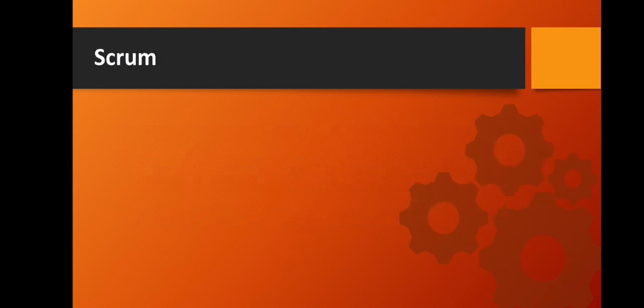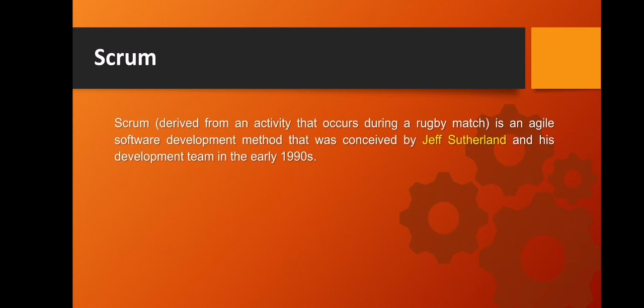We now go to Scrum. Scrum is derived from an activity that occurs during a rugby match. It is an agile software development method that was conceived by Jeff Sutherland and his development team in the early 1990s. It is a framework within which people can address complex adaptive problems, while the productivity and creativity of delivering the product are at the highest possible values. Scrum uses an iterative process.